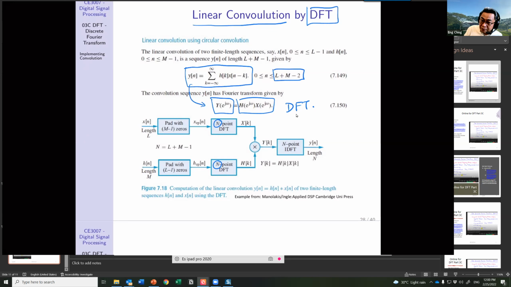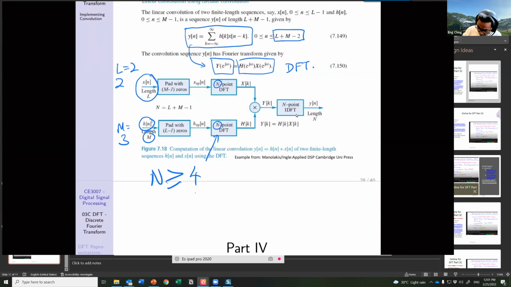What is L and M? Let us say that the input in our example was L equals 2. We have two inputs, x0 and x1. And the impulse response, in our example, M equals 3. We showed you that if we do 3-point DFT, it's not going to work. We have to do 4-point DFT. So the big N must be greater or equal to 4. Where did this 4 come from? It's actually L plus M minus 1.